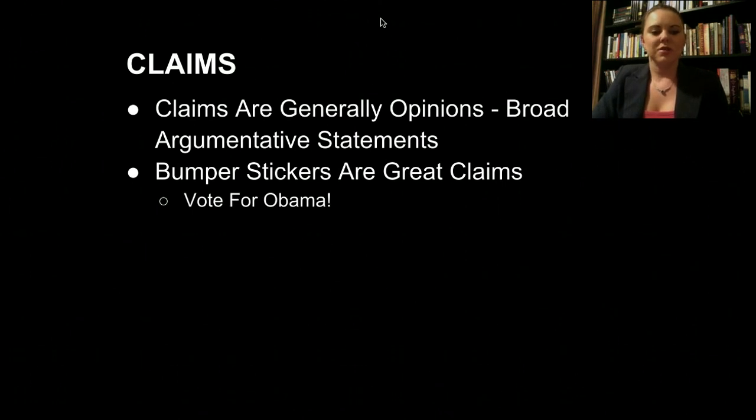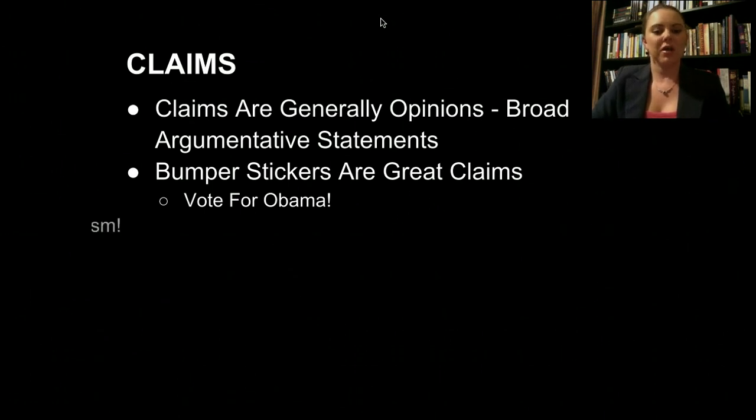So for instance, vote for Obama. This in itself is not an argument. When you saw that bumper sticker during the previous election, you were not engaging in the argument itself. Anyone who just gives a claim has an incomplete argumentative statement. Instead, this is the opinion.